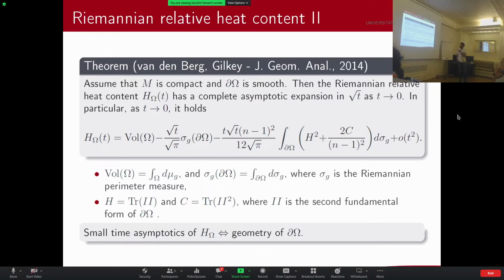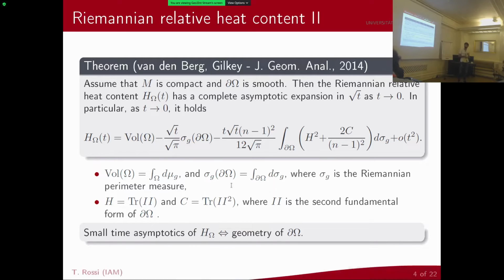geometrical invariants of the boundary of the domain, Riemannian geometrical invariants, appear. In particular, we have as a first-order term the Riemannian perimeter measure of the boundary of Omega, and as a third-order term we have some complicated expression depending on the Riemannian mean curvature of the boundary of Omega, so the trace of the second fundamental form. We can see from this result that small-time asymptotics of the relative heat content encode geometrical information of the boundary of the domain.